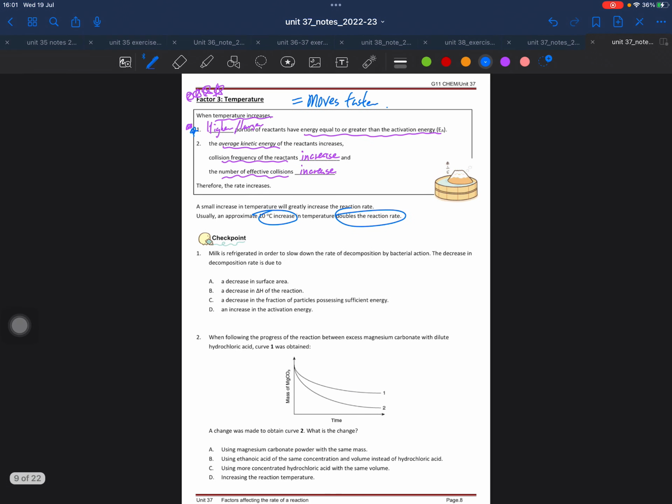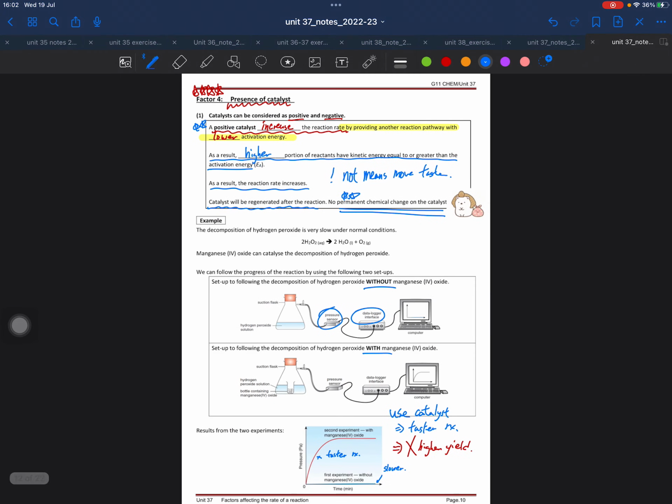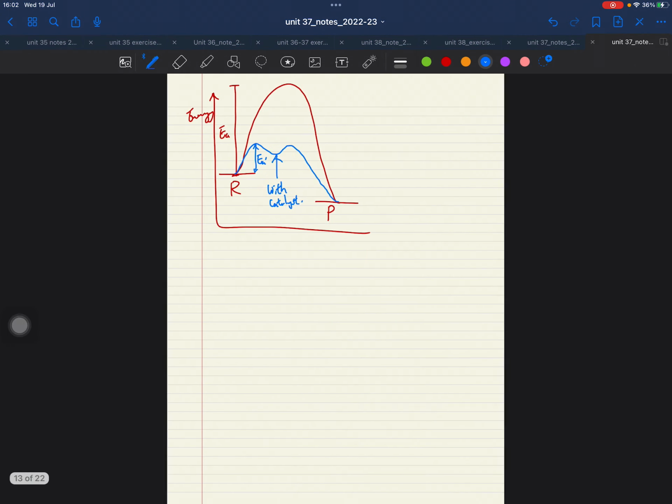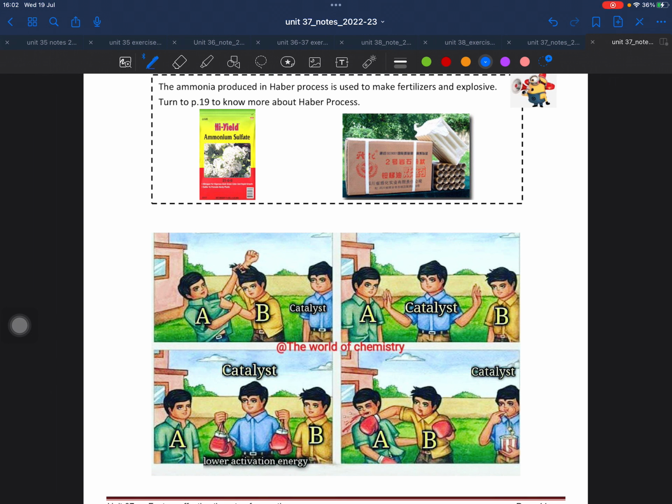So for this unit 37, please complete every single checkpoint. I will not go through the checkpoints with you now because it will be too time consuming. I will do it in the second video, okay? But all 4 factors, please understand and memorize. Make sure you can write them out in your own words. Okay, if you cannot, please memorize what I have mentioned in the notes.